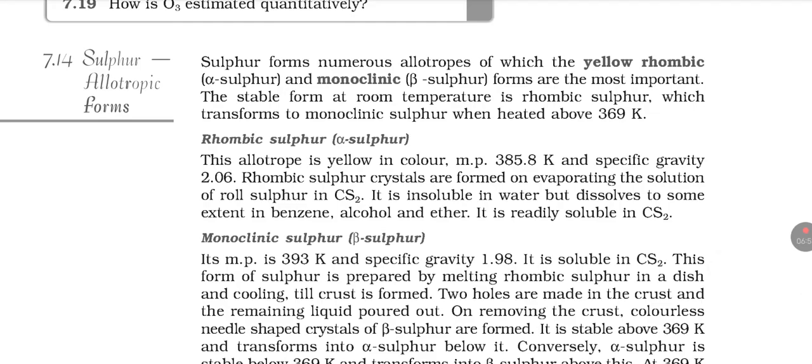Sulfur allotropic forms. Sulfur forms numerous allotropes, of which the yellow rhombic, alpha sulfur, and monoclinic beta sulfur forms are the most important. The stable form at room temperature is rhombic sulfur, which transforms to monoclinic sulfur when heated above 369 Kelvin.